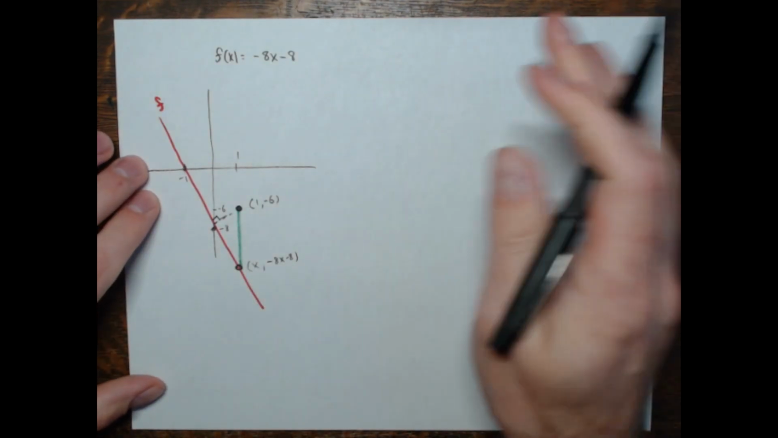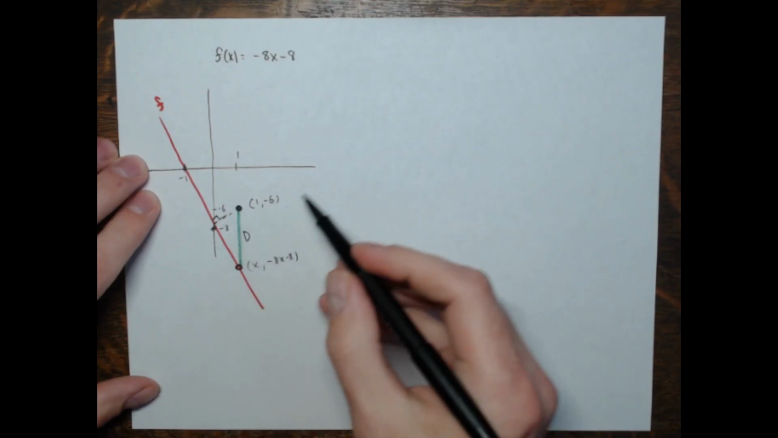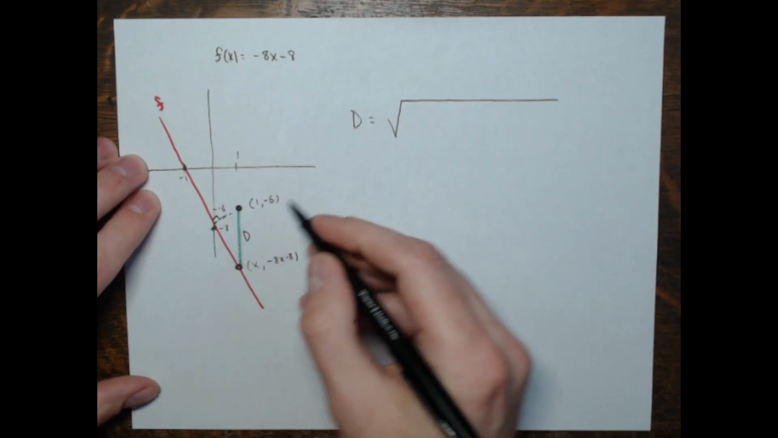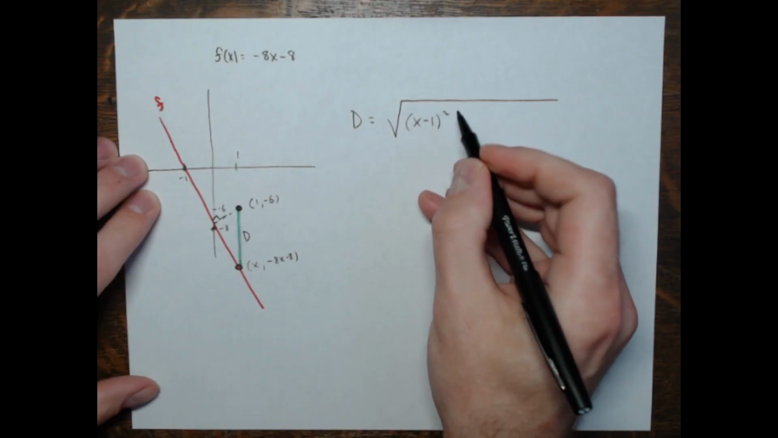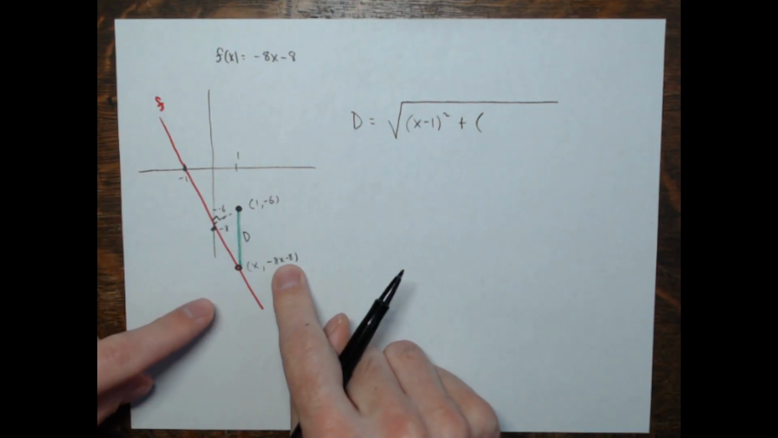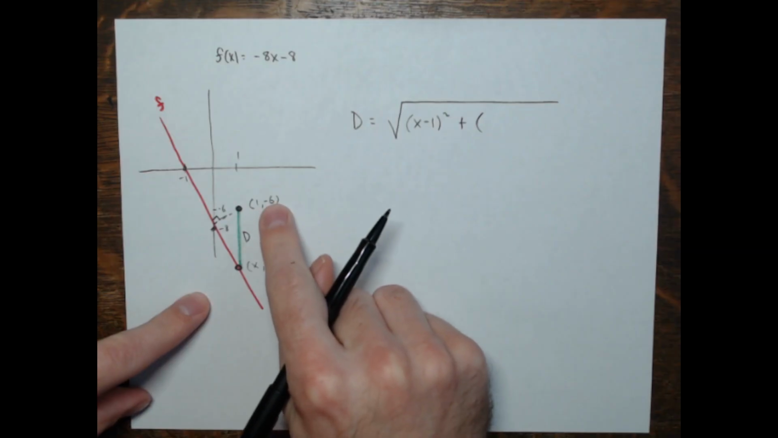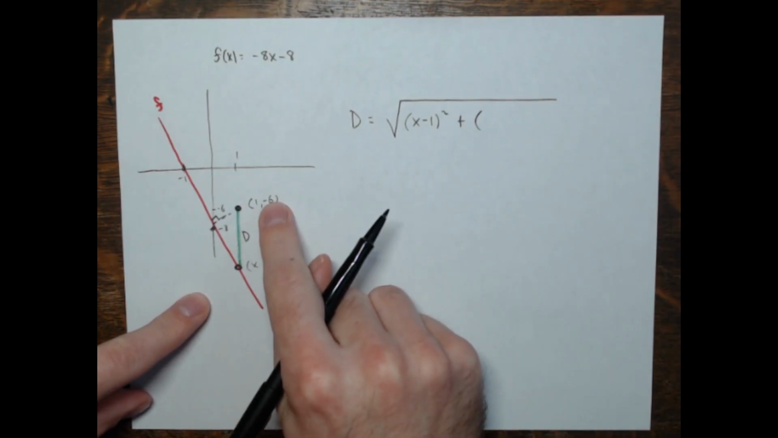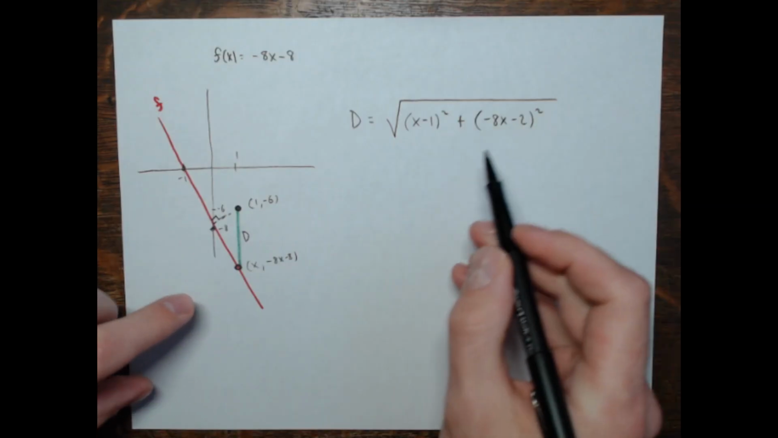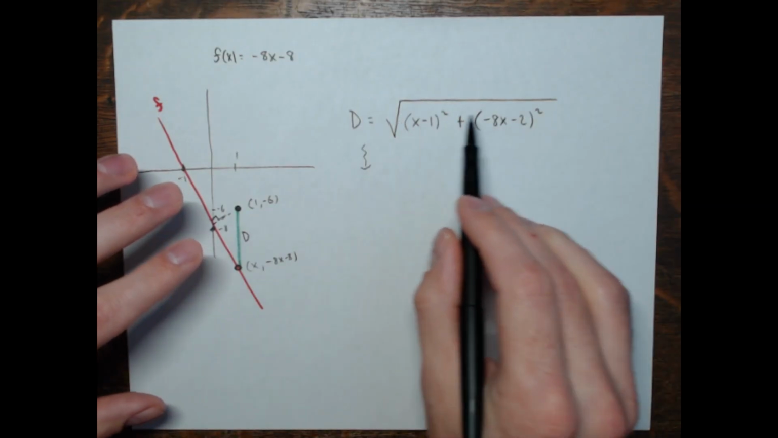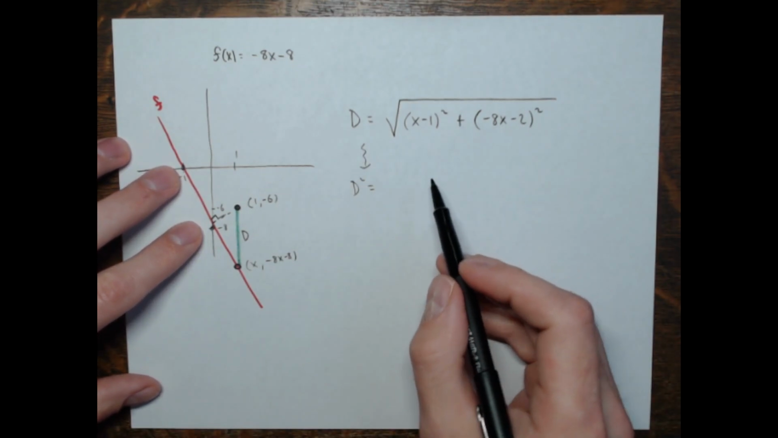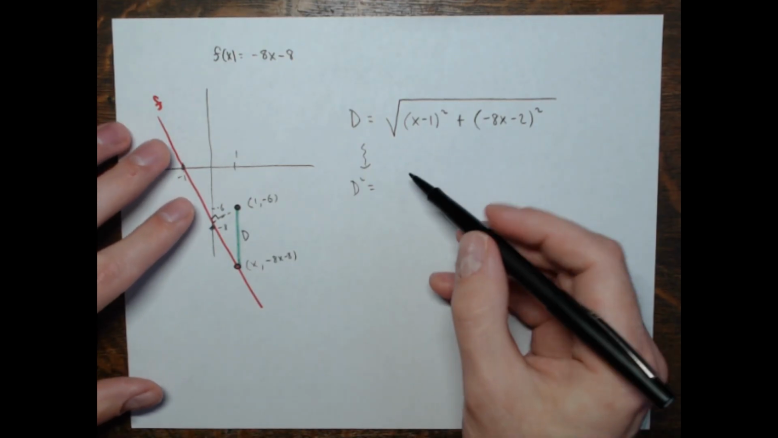All right, we'll see. So again, the distance will be, here's the distance formula, square root of x minus 1 squared, the change in x squared, plus the change in y squared. Negative 8x minus 8 minus negative 6 would be negative 8x minus 8 plus 6. So that'd be negative 8x minus 2 squared. And again, when we're minimizing a square root, you can minimize the square as well and get the same input that'll minimize it.